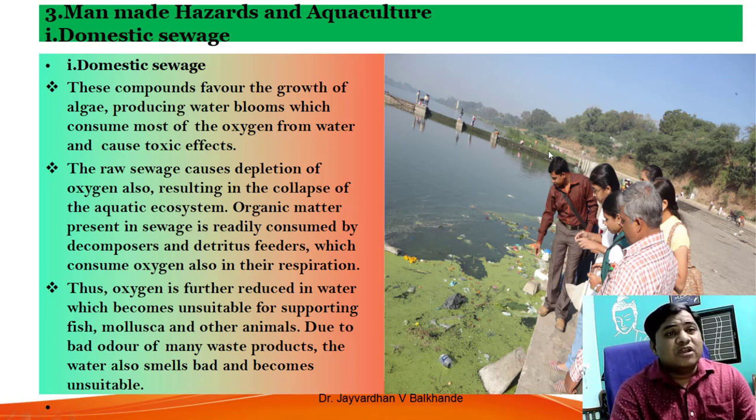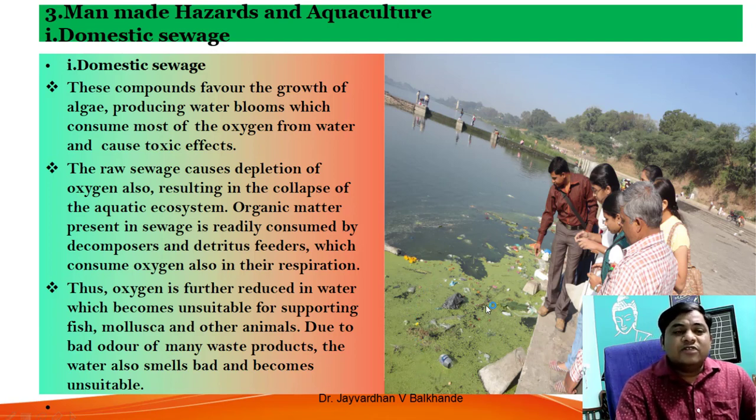You can see this picture. In this way, this detergent water is released in this river, and you can see this picture. These are the algal blooms, and the term is called eutrophication.